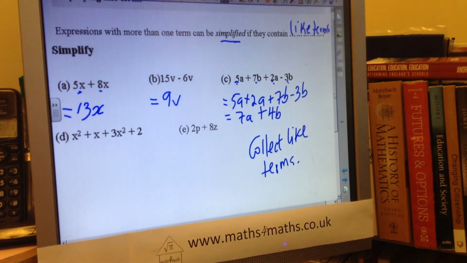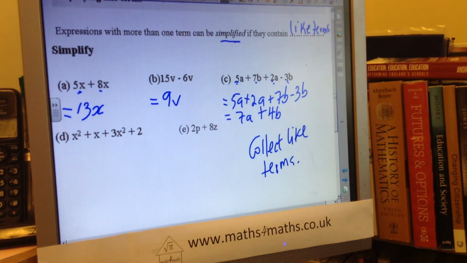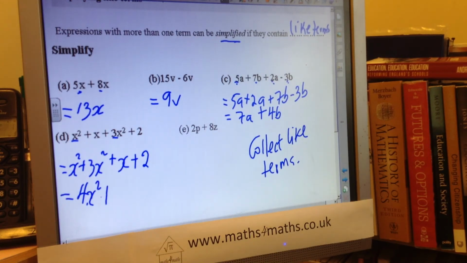Next example, D. We have x squared and 3x squared are like terms, so we collect that to get x squared add 3x squared. This is alone, it is not like anything, we just write it there, and this alone is a number. So the like terms here will give us 4x squared, add, we're left with x and 2. That is done.